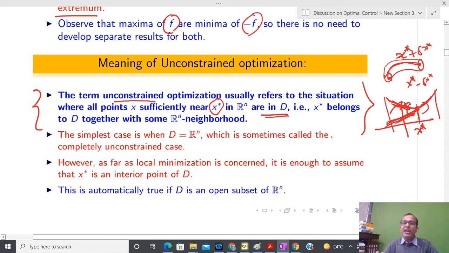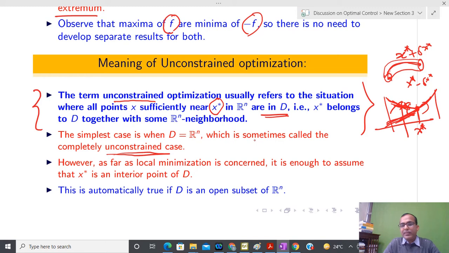But whenever we are going to consider constrained optimization, at that time this assumption is not always true. We are going to see that in the next lecture. The simplest case is D equal to R^n, which is sometimes called the completely unconstrained case. It might be possible that I have some function defined on the whole space, and still I am able to talk about maxima and minima.